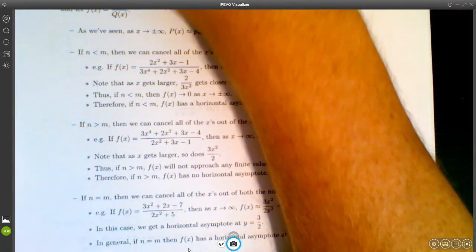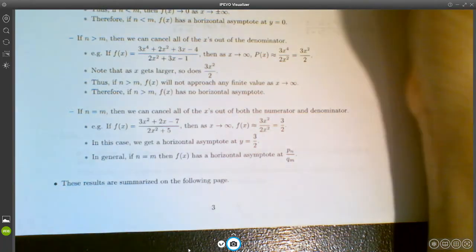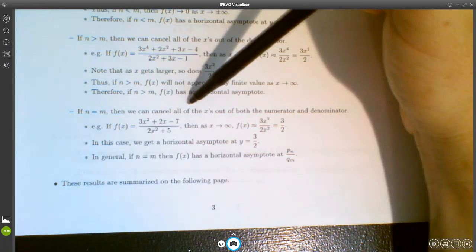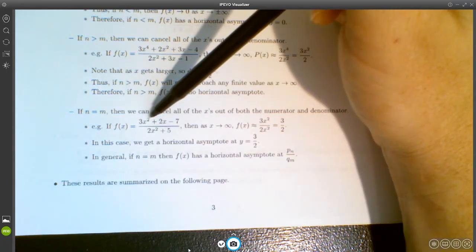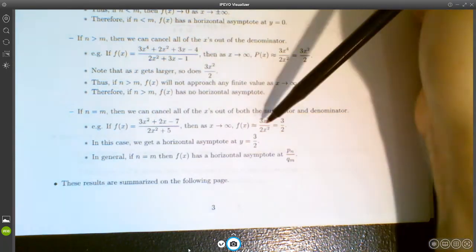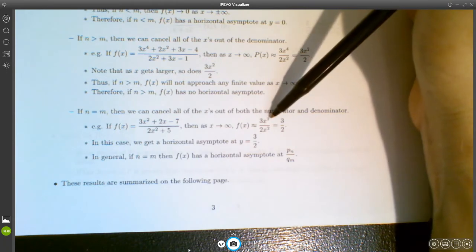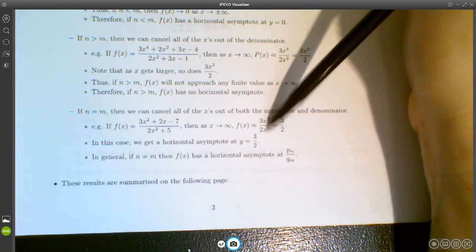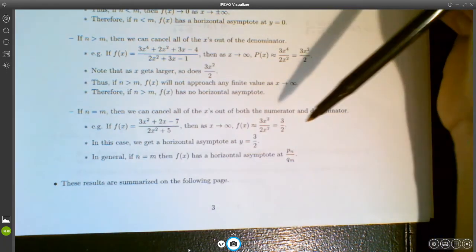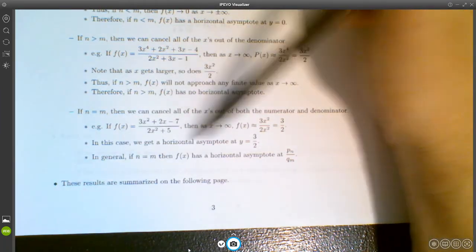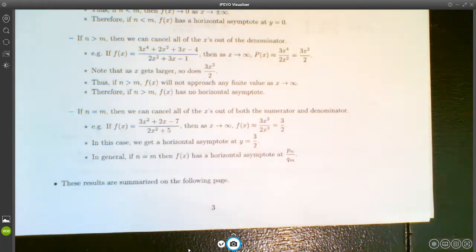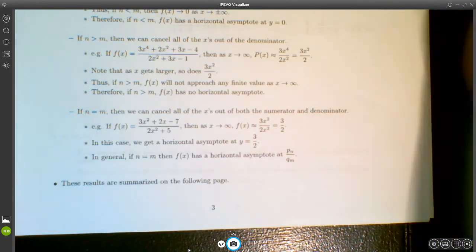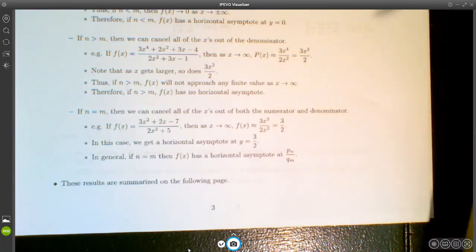What if n equals m? What if they're the same thing? Well, if they're the same thing, then we can cancel off all of the x's. So for example, if you had something like this, then as x approaches infinity, f of x would be approximately 3x squared over 2x squared. The x squareds cancel, you're left with 3 halves. So in that case, we get a horizontal asymptote at y equals 3 halves. So in general, if n equals m, then f of x has a horizontal asymptote at the ratio of the leading coefficients.